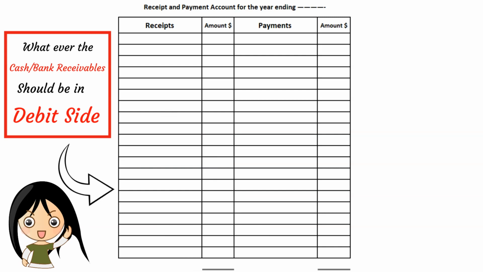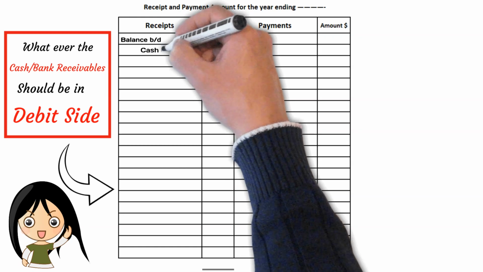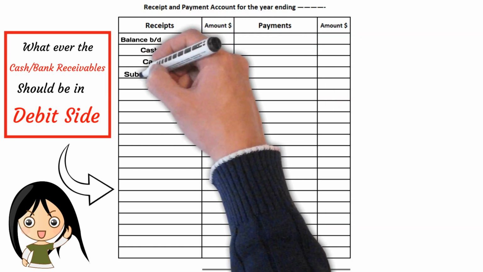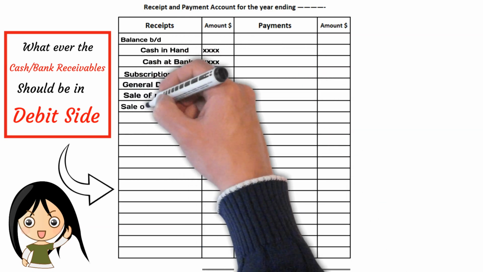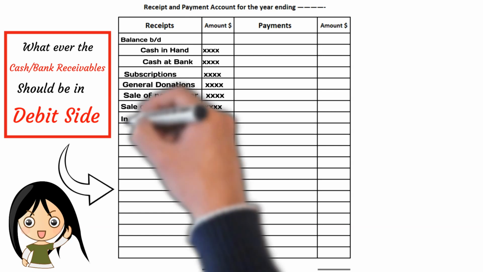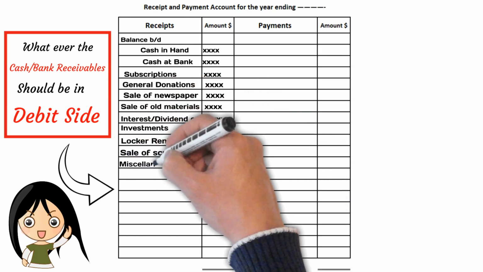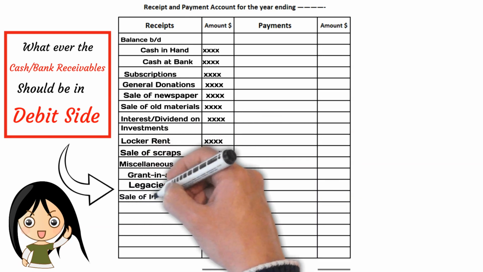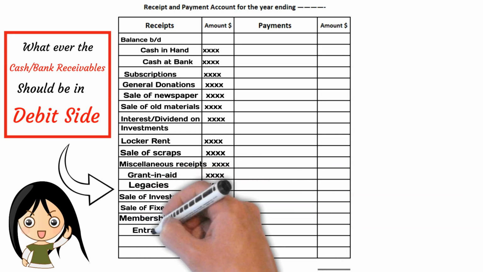Now, we'll start from debit side. First, we are starting with the cash and bank opening balances. If the last year balance is positive, it will be in debit side. Subscriptions, general donations, sale of newspaper, sale of old materials, interest on fixed deposits, dividend on investments, locker rent, sale of scraps, miscellaneous receipts, grant and aid, legacies, sale of investments, sale of fixed assets, membership fees and entrance fees.